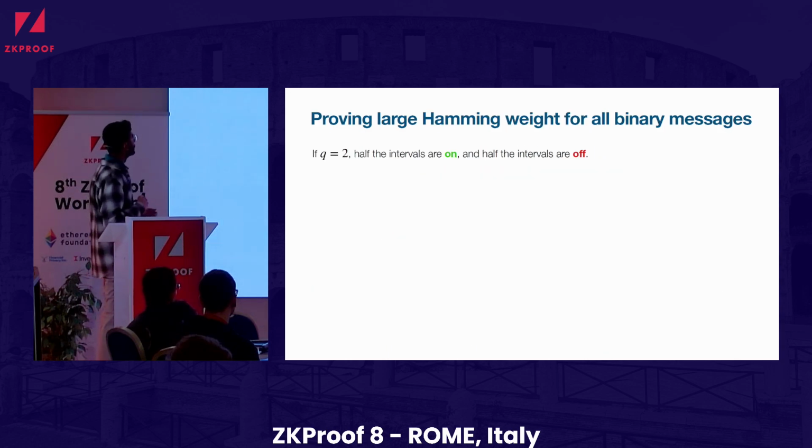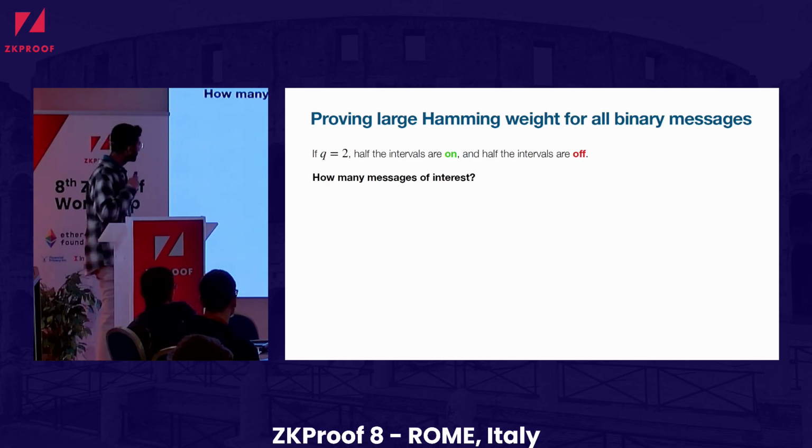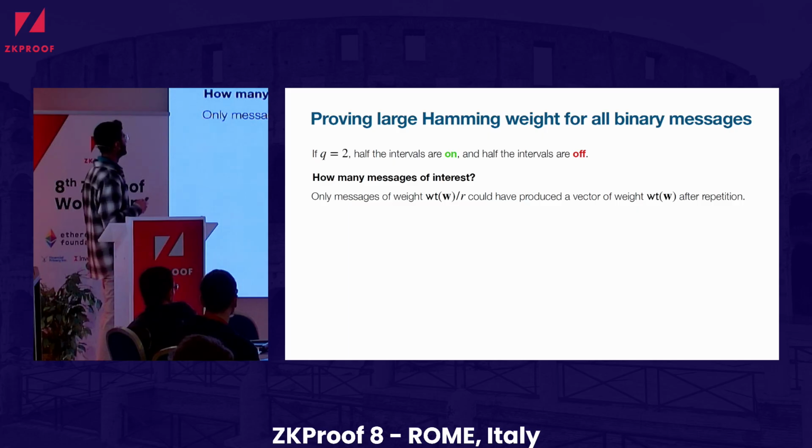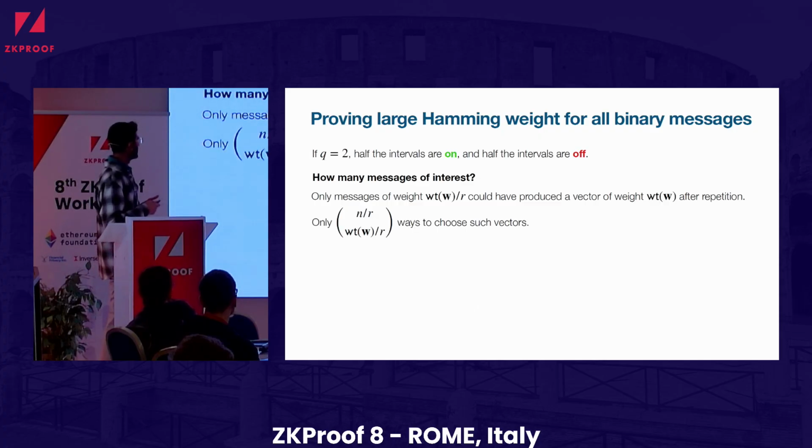OK, so how do you do that? First of all, the question that you need to ask is, how many messages do you actually have, right? Only messages of weight W over R could have produced a vector of weight W after repetition. And there are only N over R choose W over R ways to choose such vectors, because these are just the non-zero entries that you would pick from N over R many indices.